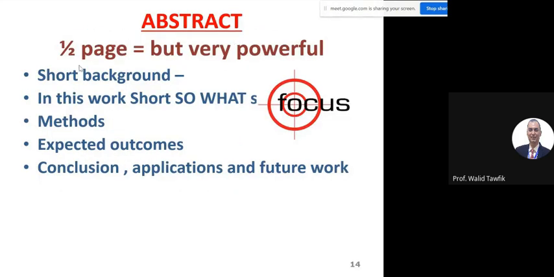So we will switch to the abstract. The abstract is half a page, but very powerful. It is a very concise paragraph. It includes a very short background, what methods we will use, expected outcomes, conclusion, application, and future work. All of these in something like 10 sentences.